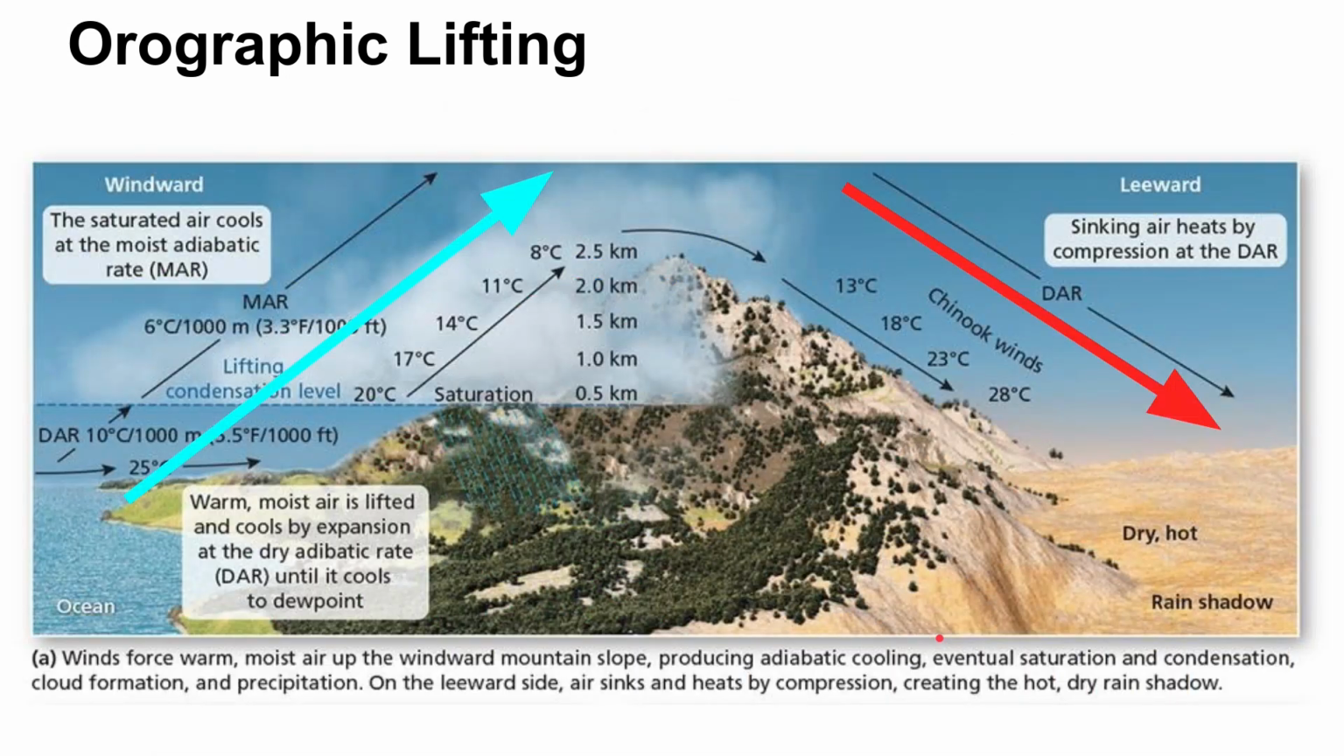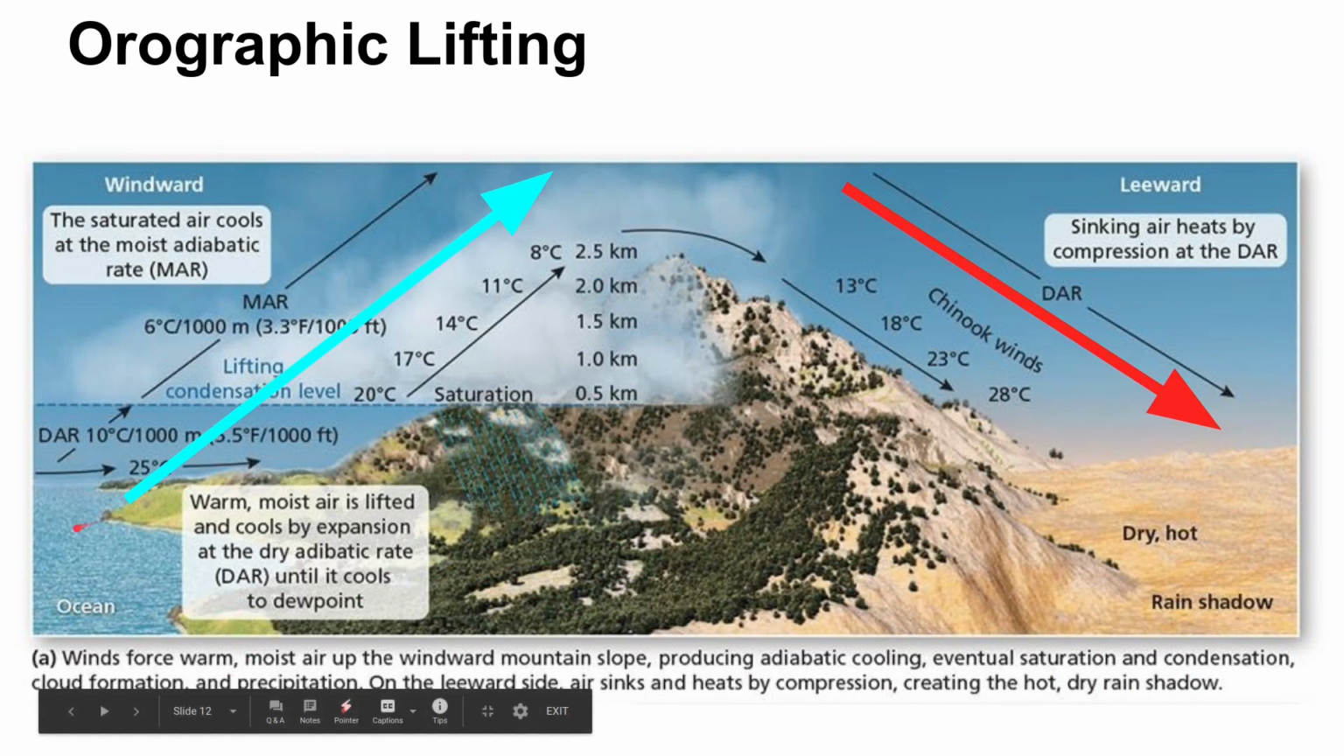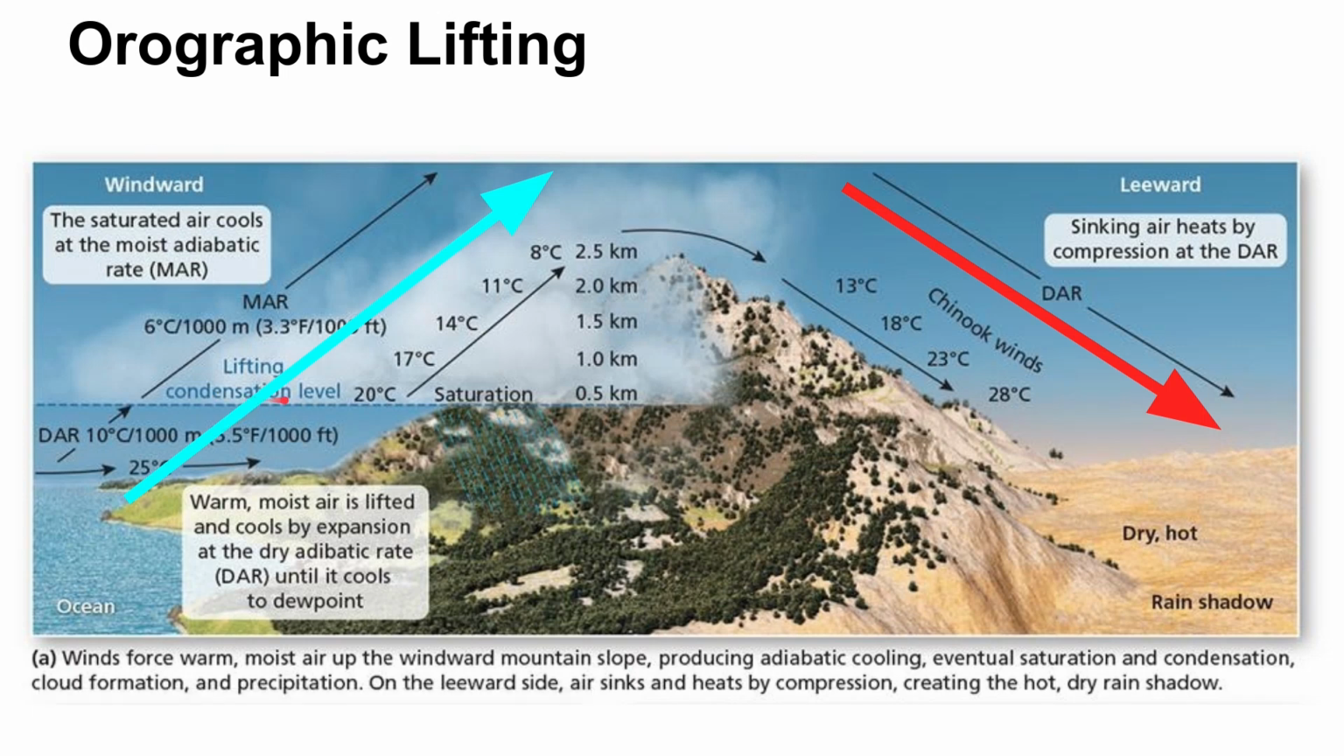So as an example, air comes in off the ocean, it gets lifted up. As it rises, it expands and cools. It hits the lifting condensation level at some point. And then as the air continues to rise and cool, you get more and more condensation, and then everything in excess.